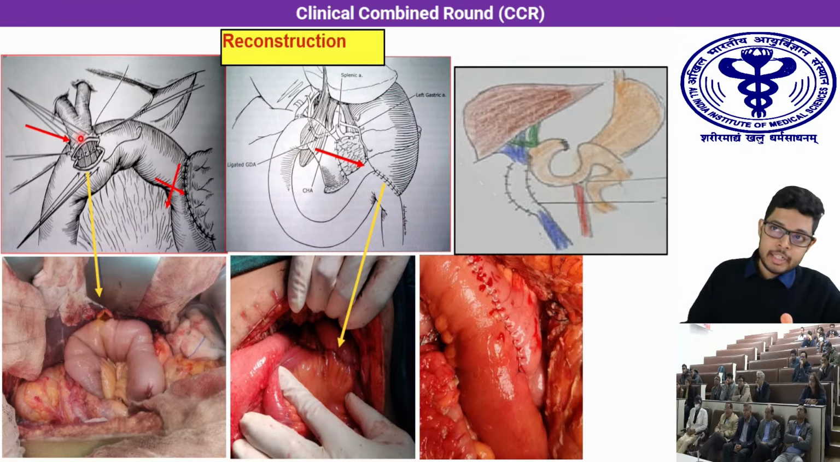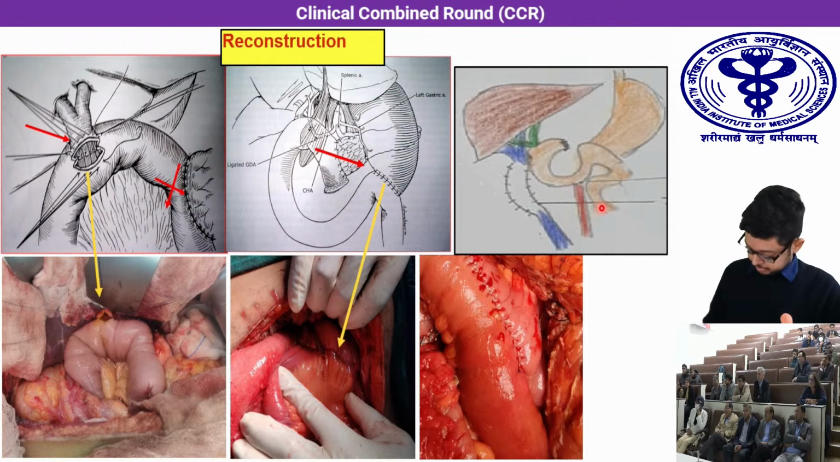This is the cut end of the common hepatic duct, and this is the jejunum. This is the intra picture. Second was anastomosing the cut end of the stomach with the jejunum, which is the gastrojejunostomy. And additionally, in this case, we had done a side-to-side jejunojejunostomy. This was for bile diversion. Bile will come from here, and instead of refluxing onto the stomach, it will come straight into the jejunum.